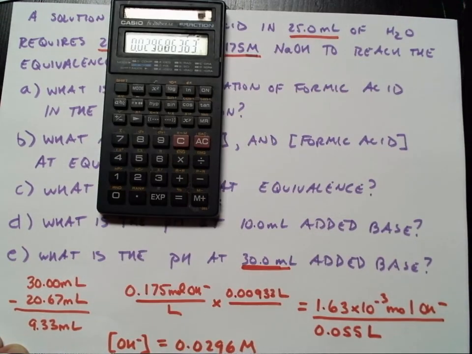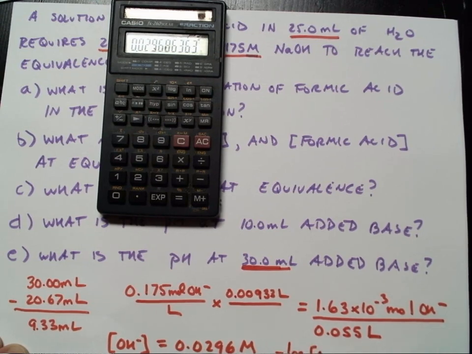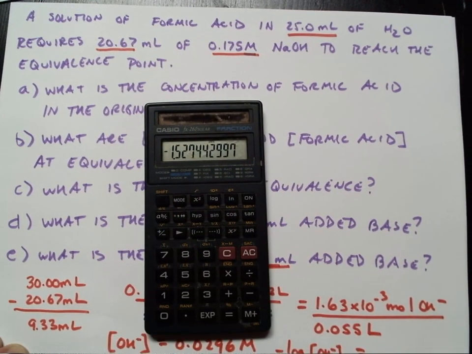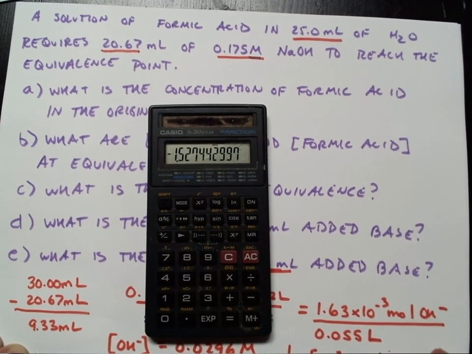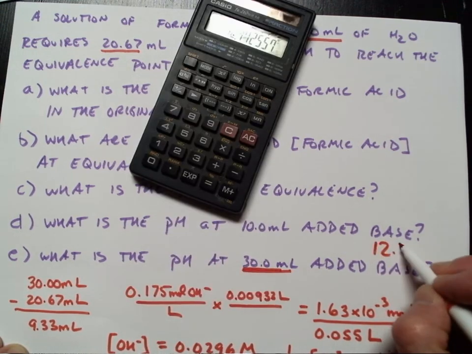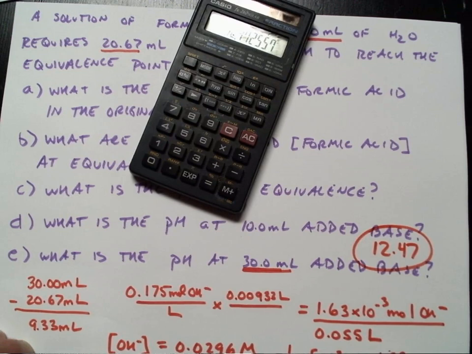I want to know the pH. Let's find the pOH first, which would be the negative log of that. Let's see, the negative log of hydroxide. Just hit the log button here. That's 1.53. That's my pOH. So add it to 14. Told you it'd be easy. My pH is 12.47, baby. 12.47, and we are done with that problem.